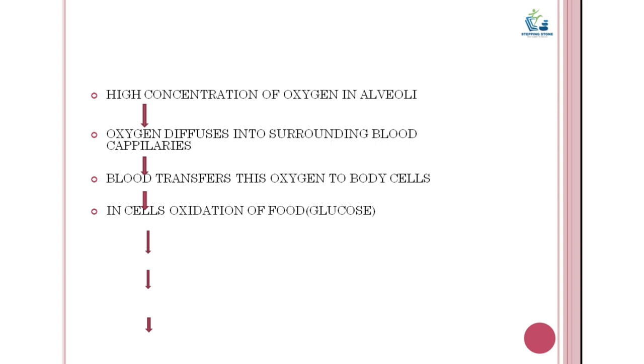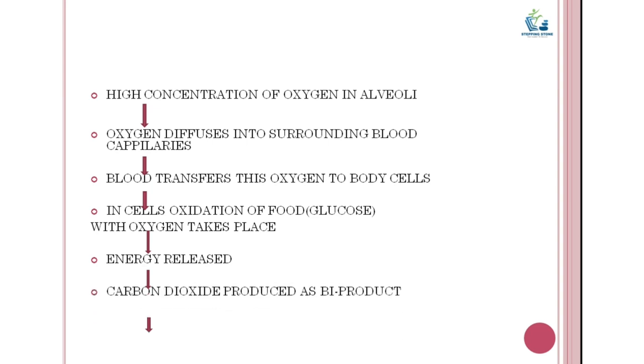In the body cells, oxidation of food, that is glucose, takes place with the help of oxygen, and due to this oxidation, energy is released in the form of ATP molecules. Carbon dioxide is produced as a byproduct. The concentration of carbon dioxide becomes higher in the body cells than in the blood. So carbon dioxide is diffused from the body cells to the blood, and blood carries this carbon dioxide to the alveoli due to the difference in concentration of carbon dioxide.